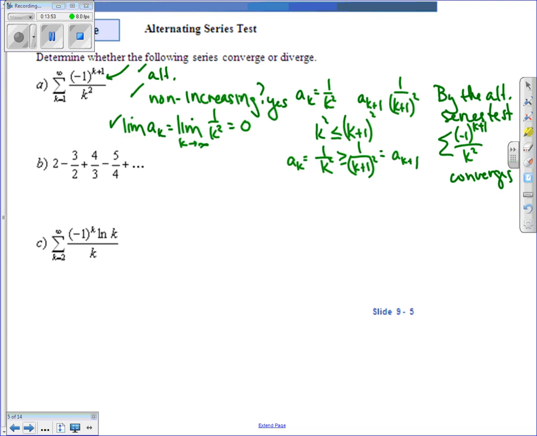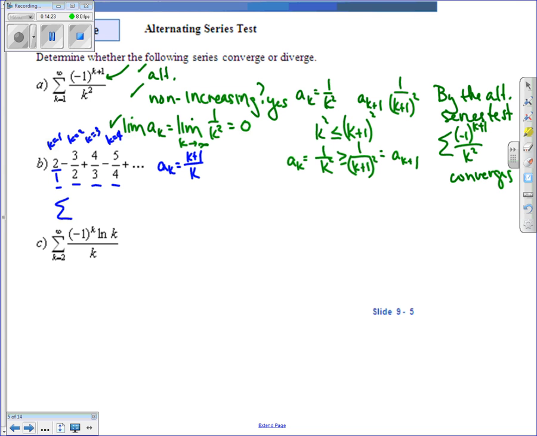Okay, the next one. We aren't actually given what the kth term looks like here, but we can find the formula for it. If I look at this as my first term, k equal 1, now I'm going to think of that as 2 over 1. Here's k equal 2, k equal 3, k equal 4. I notice that the bottom number matches the k each time. The top number is always one bigger. So that means my a sub k is going to be k plus 1 over k. That's the general formula for a sub k.